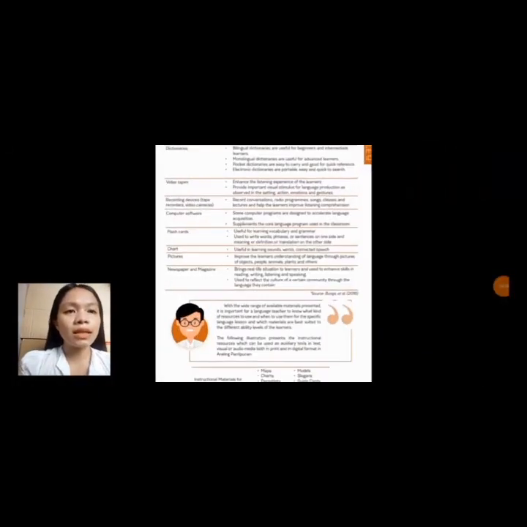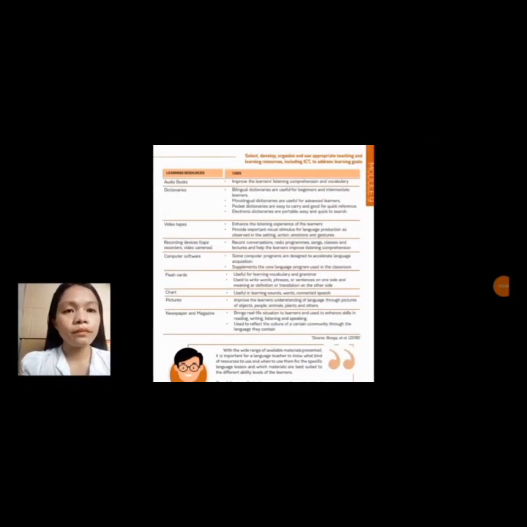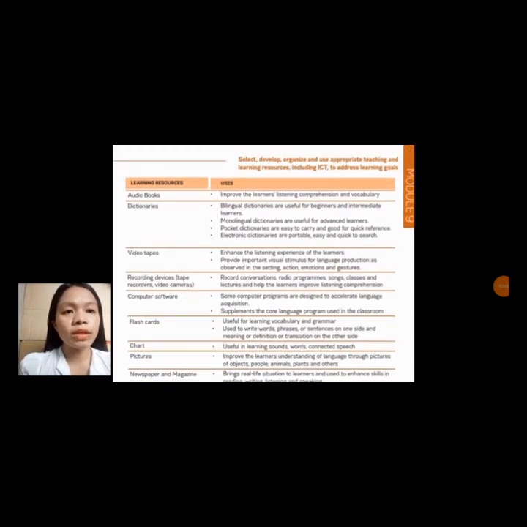So next is learners' resources and uses. Audiobooks. Uses: improve the learner's listening comprehension and vocabulary. So audiobooks help students to improve their comprehension and vocabulary.